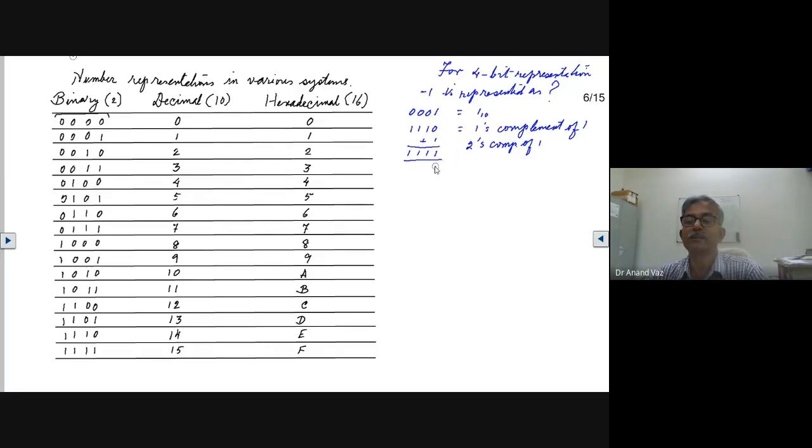So this number here represents -1. In the same way, we can try out for -2. So for -1, you can see over here, we have 1, 1, 1, 1. So this would actually be a representation of -1. Let's see the representation of -2. So -2 is represented as what? How do you represent it in binary?